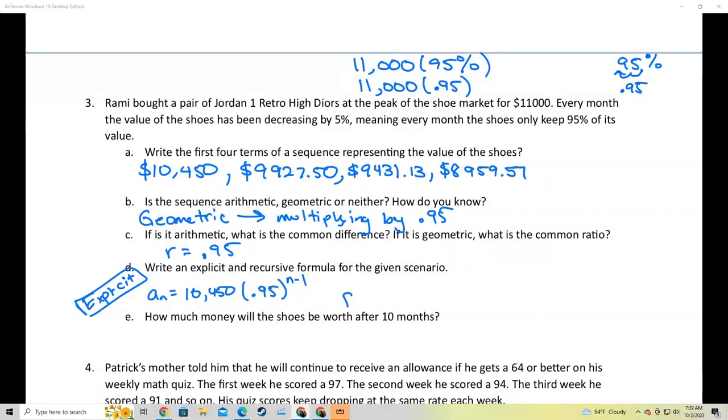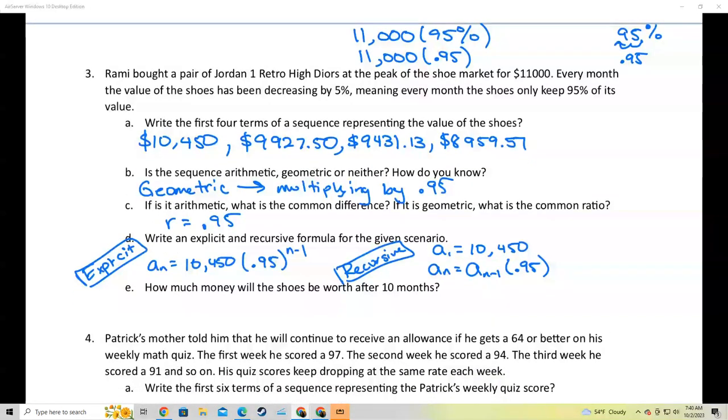What's my recursive formula? Recursive formula needs your first term. My first term is 10,450. To get your nth term, you need to take the previous term. So I'm going to write a sub n minus 1. And what am I doing each time with that previous term? Well, I'm multiplying it by 0.95.